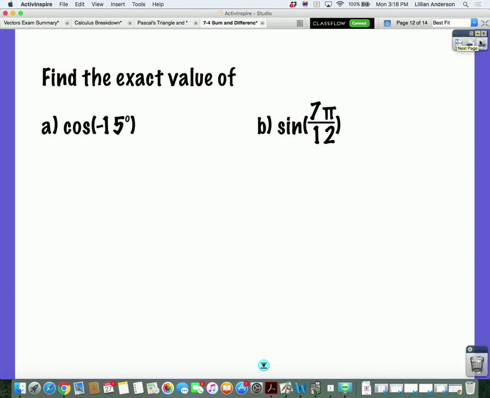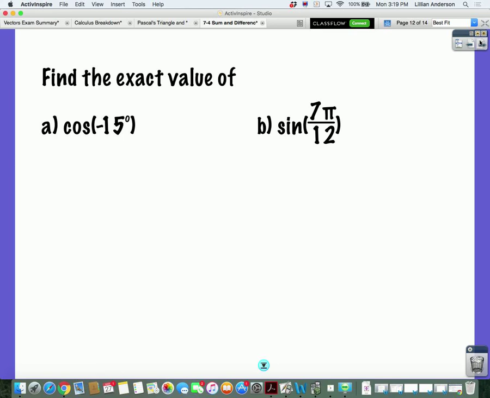So if you notice, whenever it says exact value, that is not a decimal approximation. That is a fraction, that is a whole number, that could be a radical. But basically, you can't use your calculator to do this. But if you look, negative 15 degrees nor 7 pi over 12 is on your unit circle. So what you actually have to do is figure out what 2 values on your unit circle either add to give you a negative 15 degrees or subtract to give you a negative 15 degrees.